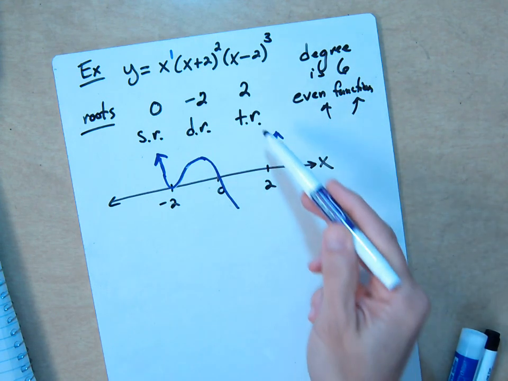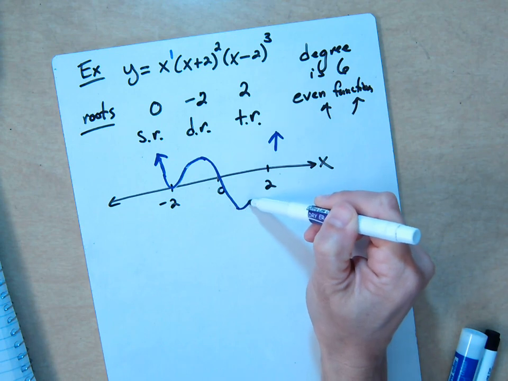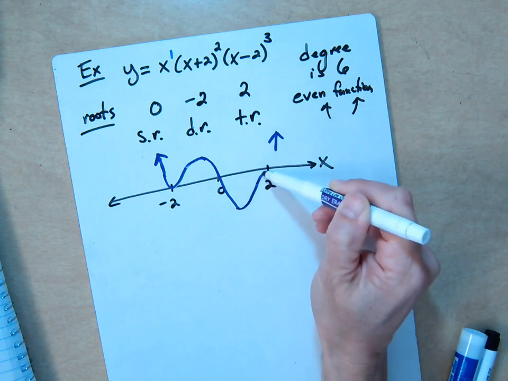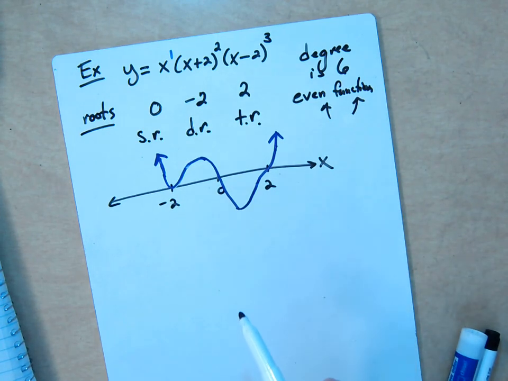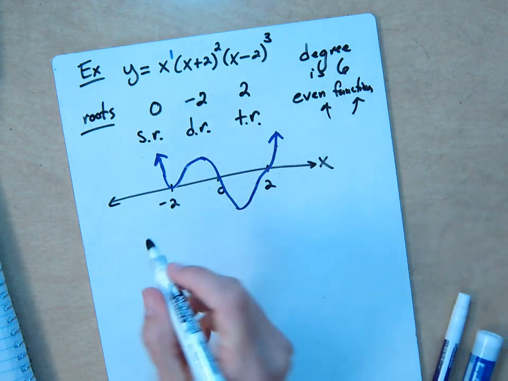And then 2 is a triple root. That also just crosses right through it, except it flattens out a little bit as it goes through. So that's roughly what the polynomial looks like. And that's how you do this.